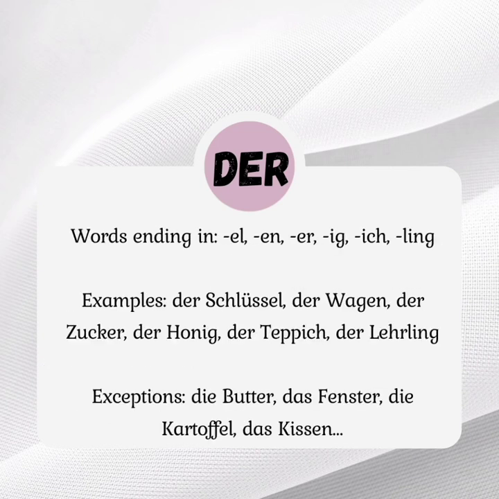Another way to identify the gender of a word in German is by looking at its ending. So, words ending in the following are masculine. Words ending in -el, -en, -er, -ig, -ich, and -ling are considered masculine, or are grouped as masculine in German. Examples are der Schlüssel, der Wagen, der Zucker, der Honig, der Teppich, der Lehrling.